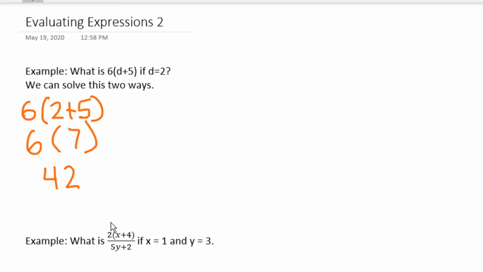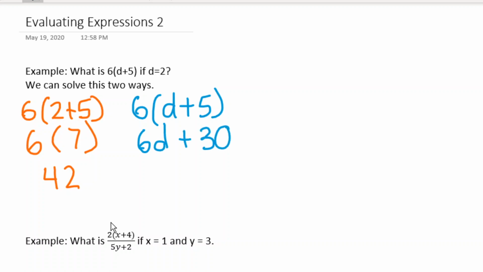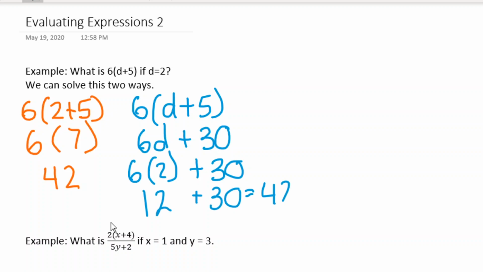Alternatively, you can do the distributive property first. So you can look at this. 6 times d plus 5. 6 times d is 6d. 6 times 5 is 30. And then you could put the 2 in for d. So then you could say 6 times 2 plus 30. 6 times 2 is 12. Plus 30. And look at that. We get the same answer.